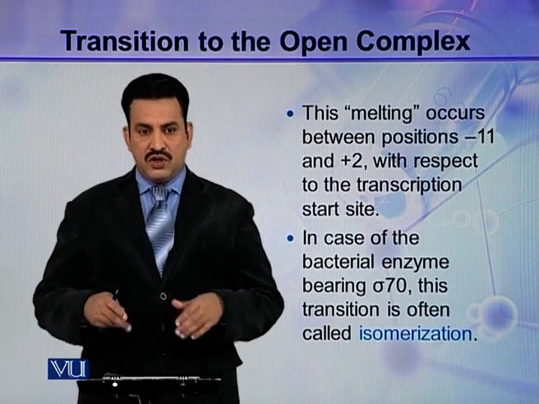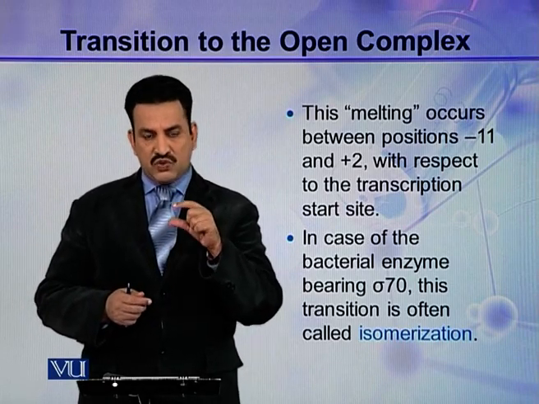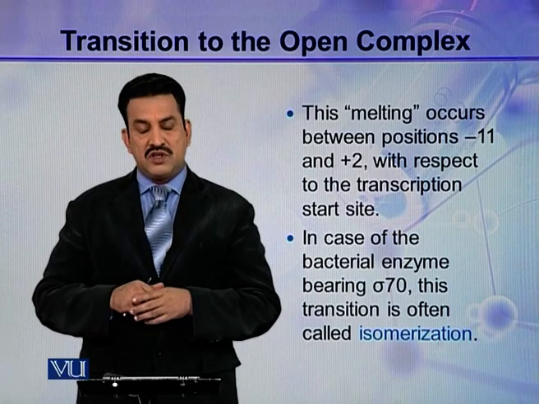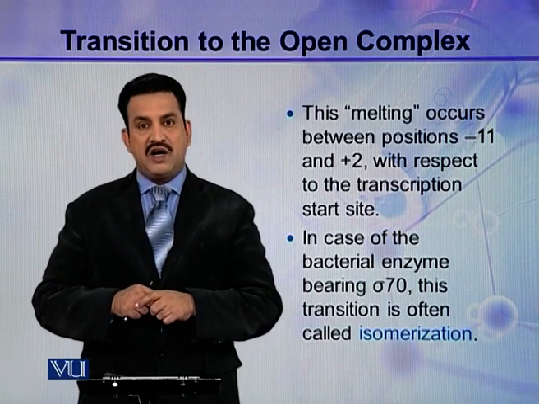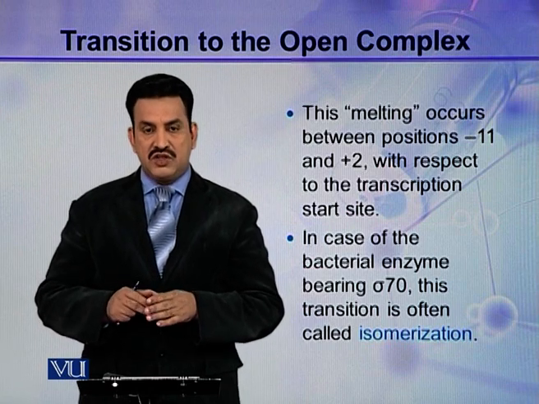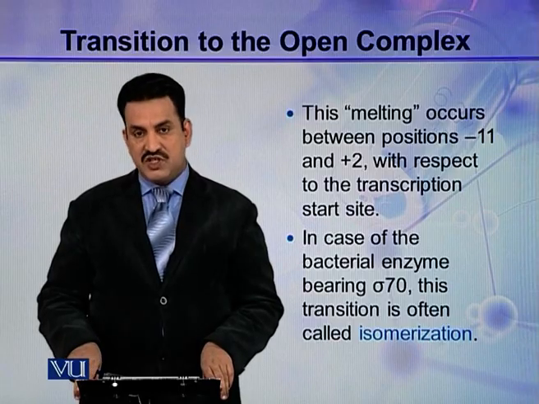So you have seen the structure of RNA polymerase. There was one subunit which is sigma subunit. So bacterial RNA polymerase contain this sigma subunit, and this sigma subunit is called sigma 70.